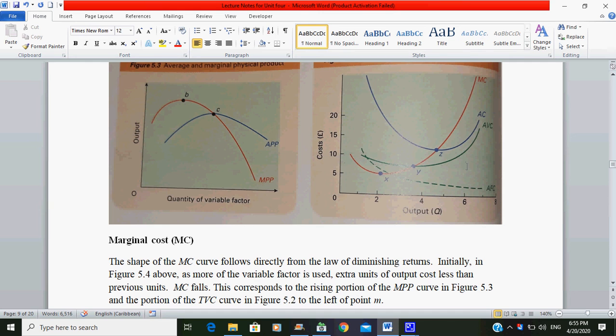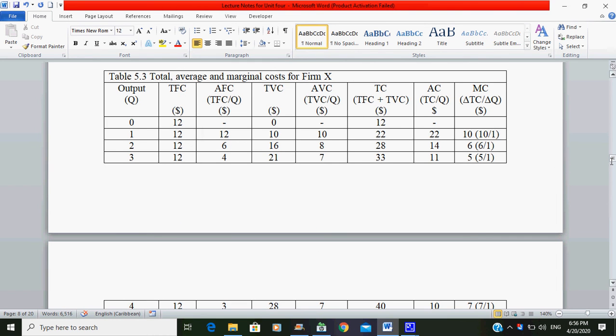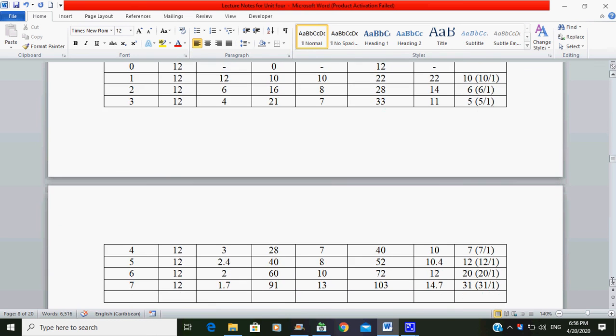extra units of output cost less than previous units. MC falls, meaning marginal cost falls, right? Go again. As more of the variable factor is used, extra units of output cost less than the previous unit. This is a variable factor, friends. Alright, so as more is used, as you see, marginal cost gets what? Less and less, right? At first, right?